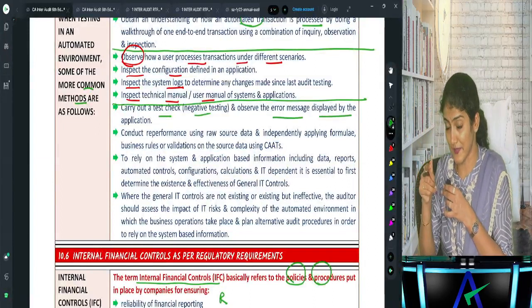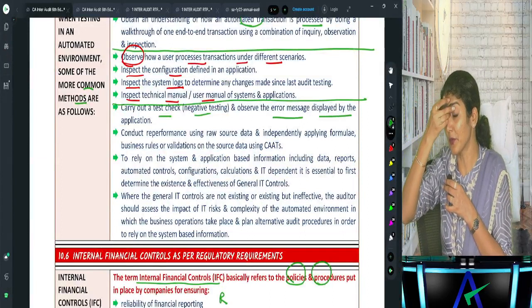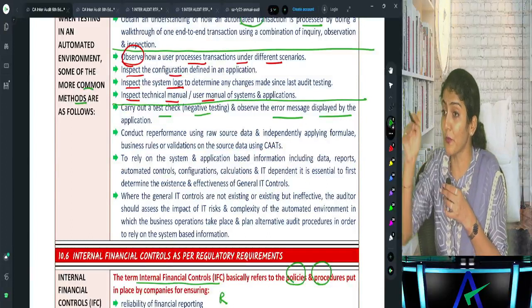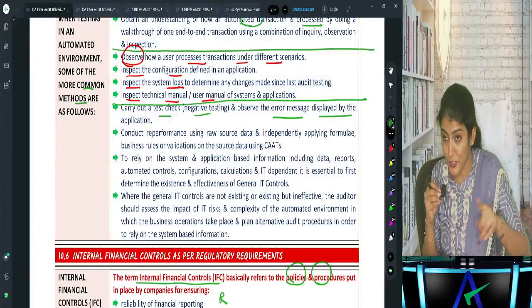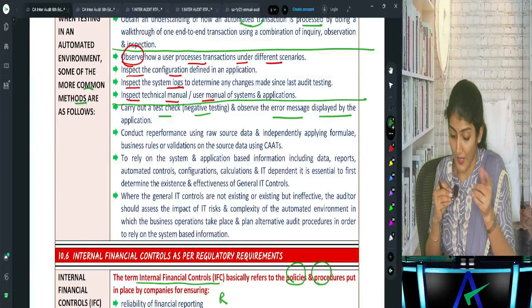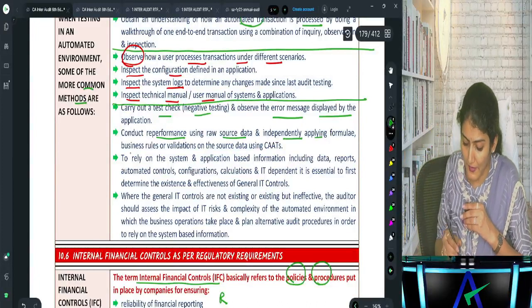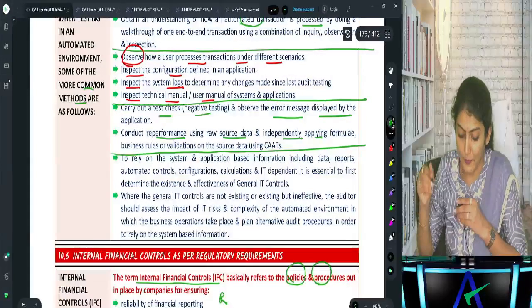Right, so the error message, say like in a bank account, a customer is having only 20,000 rupees. If the customer says, I want to withdraw 25,000, again an error message should be displayed on the screen. Then conduct a reperformance using raw source data and independently apply the formula. So you do an independent testing.